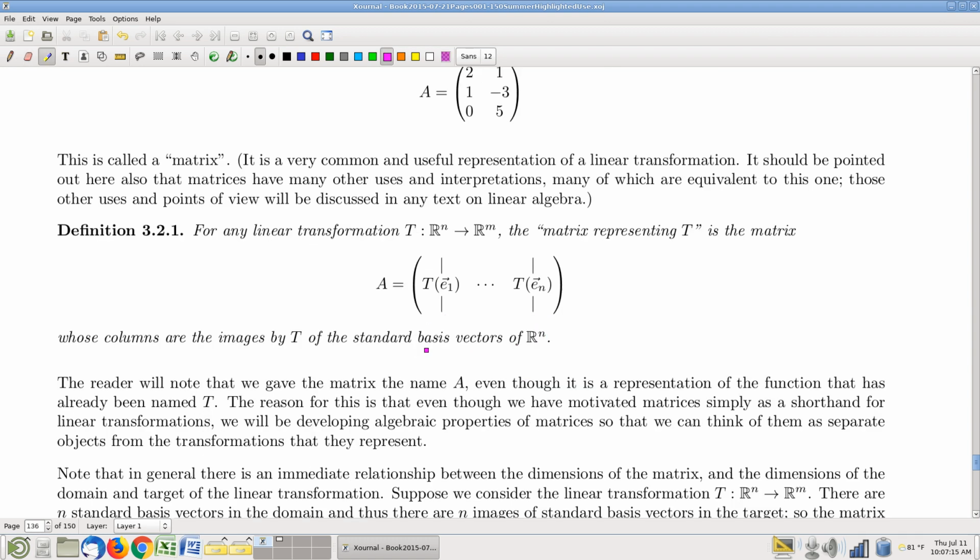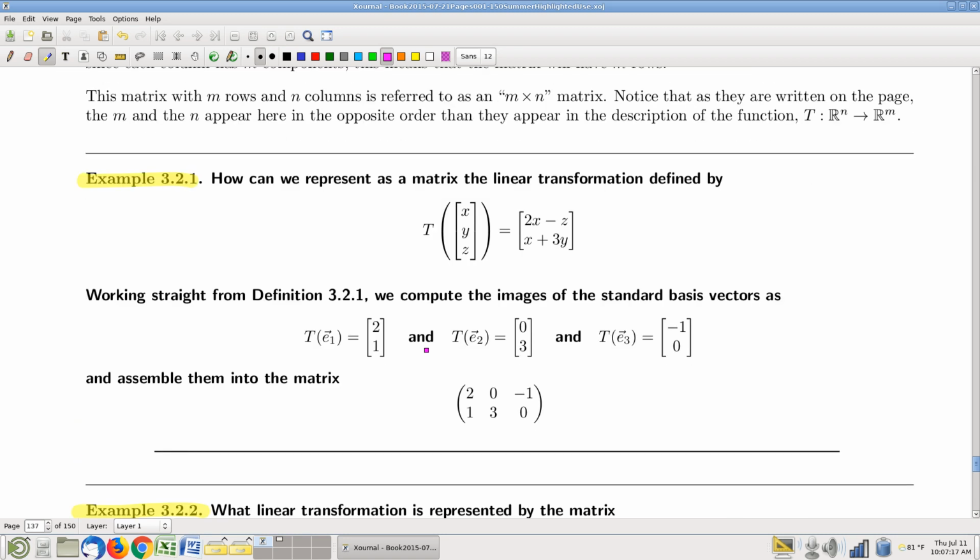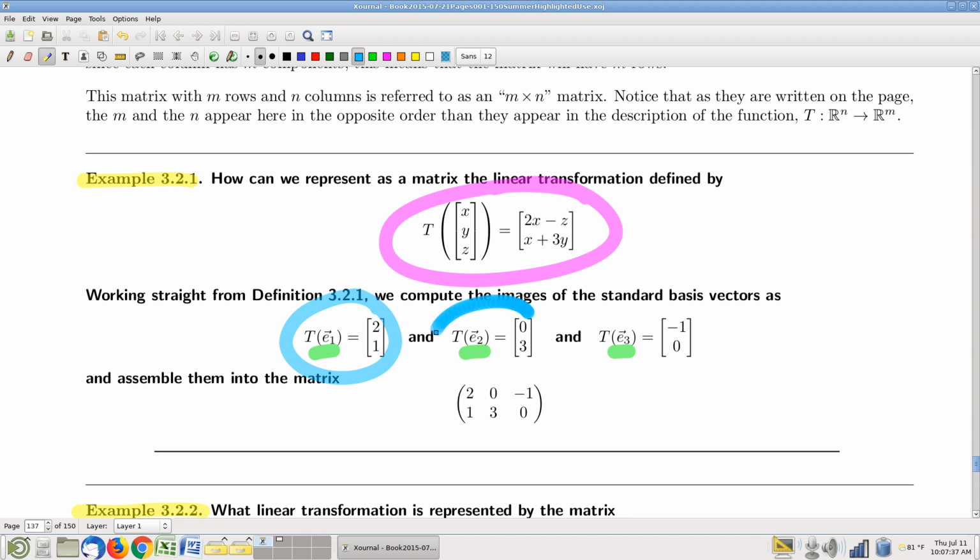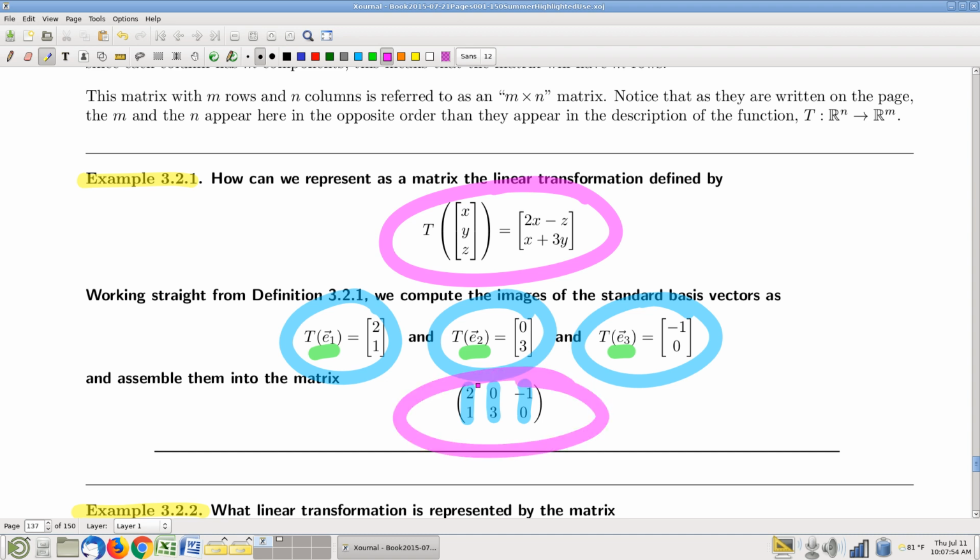A couple of quickie examples then. Here's a linear transformation. How would I represent this with a matrix? Well, there are 3 input variables, which means my domain is R3. There are therefore 3 standard basis vectors. I can directly plug in, and I find these are the images of those 3 standard basis vectors. Plug in E1, plug in E2, plug in E3. Note that those are simply the columns, and that's my matrix representing that linear transformation.